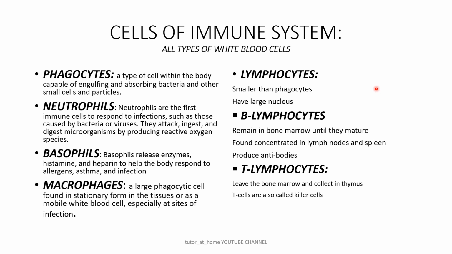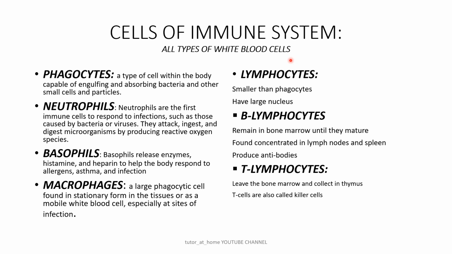Now comes the cells of the immune system. All types of white blood cells, broadly, can be referred to as the cells of the immune system. The white blood cells can be categorized into two types. One are of phagocytic function, and the second are referred to as the lymphocytes.